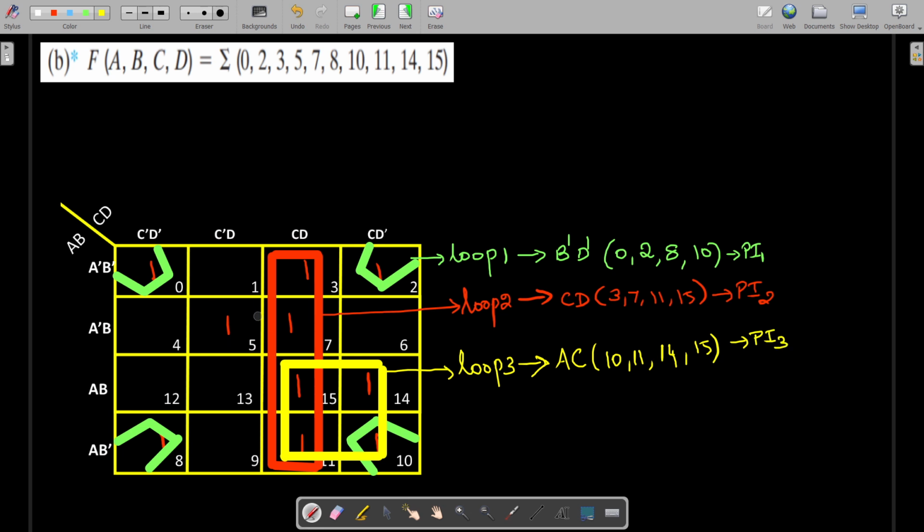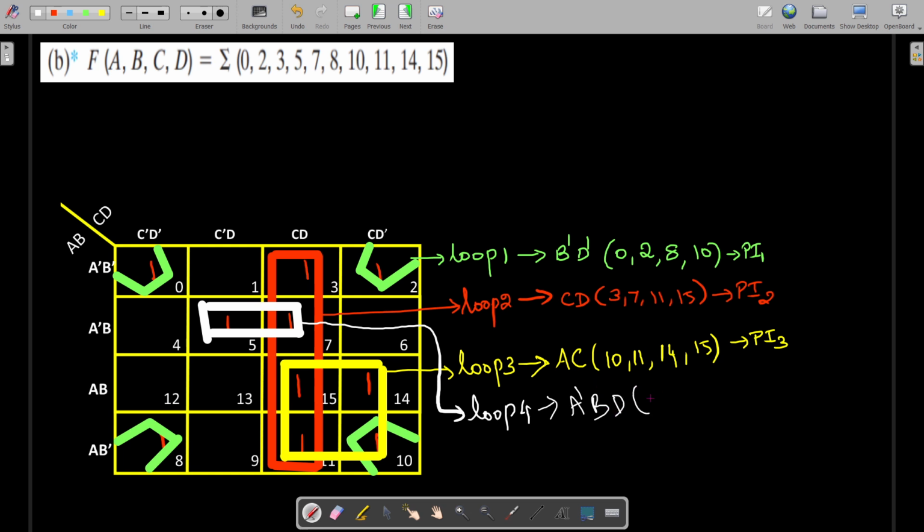This one is to be covered. For that we can go for this. So this is loop 4. For this loop 4 we have the expression a dash b, row wise. Column wise, these 2 are covered, so it is C dash D and CD, right? So we get only D. So this is covering the minterms 5, 7. So we can take it as PI4.